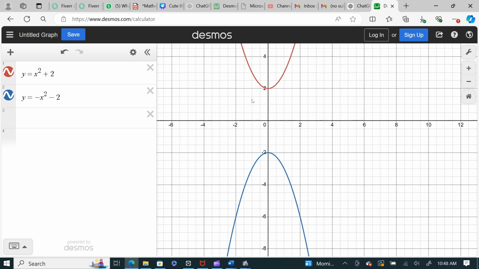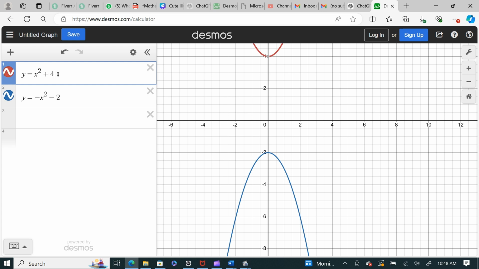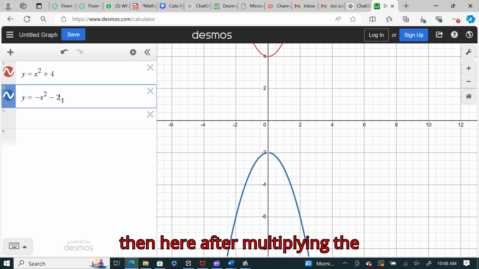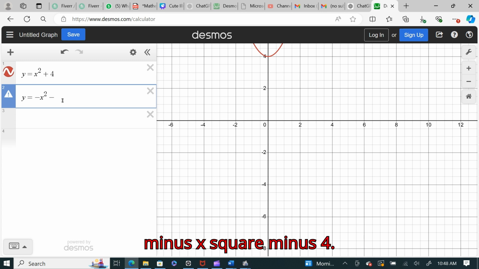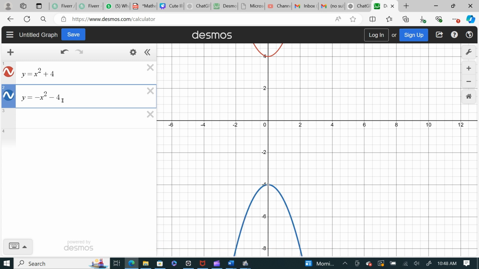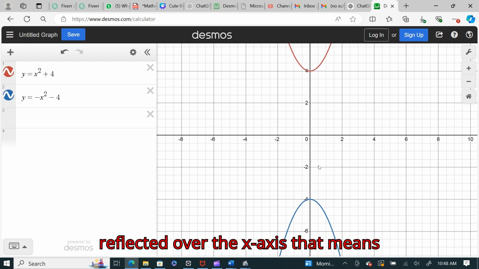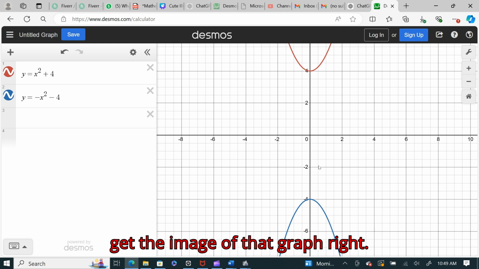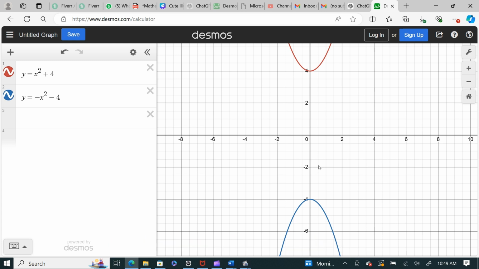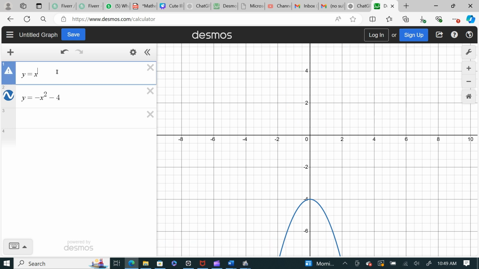You can see that. We will take another graph, plus 4. Then here, after multiplying the above red color graph by minus 1, we get minus x square minus 4. See? The graph is reflected over the x-axis. That means if the x-axis is a mirror, we get the image of that graph, right? Let's talk about another example.